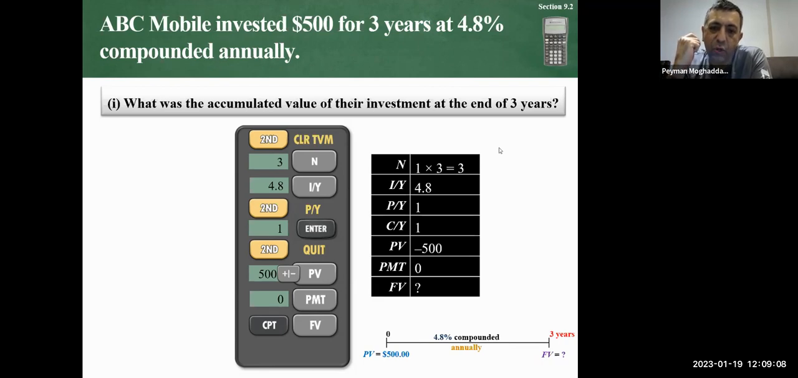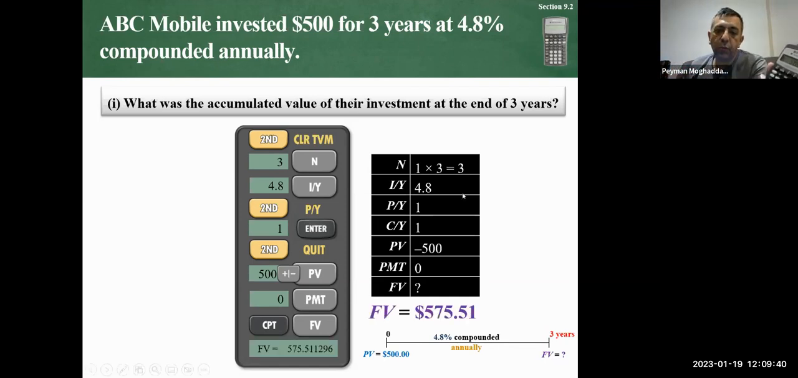And then you come out, quit, and then you set the PV to minus 500, and the PMT to 0. You set 0 and then push the PMT button. Okay, and now you go to future value and click CPT and then future value, and it's going to give you the future value. It's going to be 575.51. Okay. So that's how you calculate this in the calculator. Do a little bit of practice here. You will learn very fast.